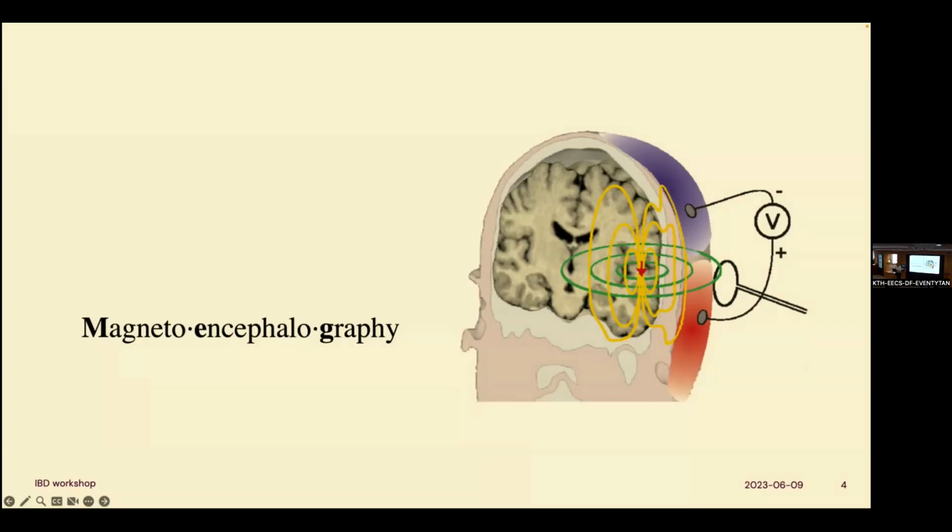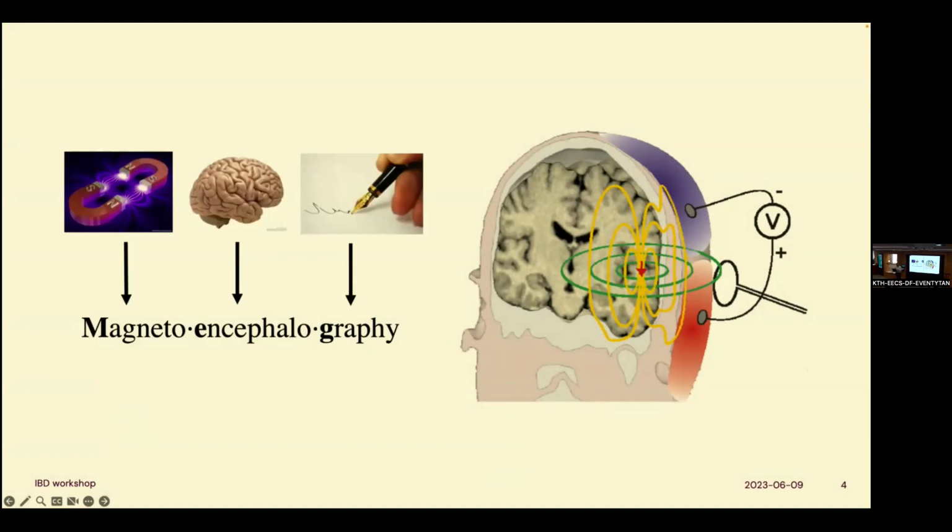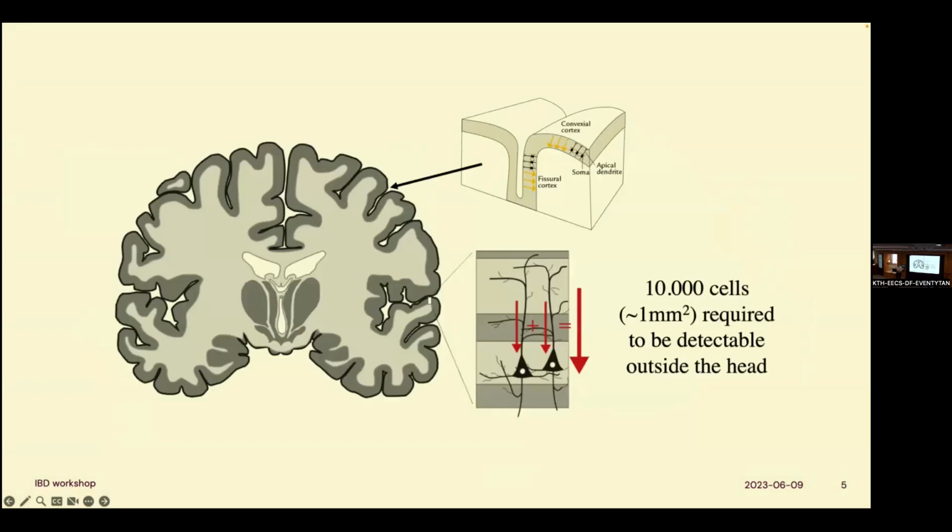So MEG stands for magnetoencephalography, a long word that roughly translates to a magnetic brain recording. Basically what we do is we measure the magnetic field that is generated by neural currents in the brain outside of the head. The problem is the field that a single neuron generates is way too weak to be able to measure it outside of the head.